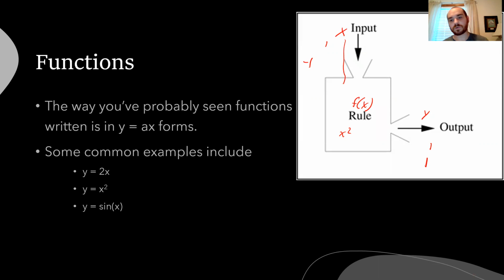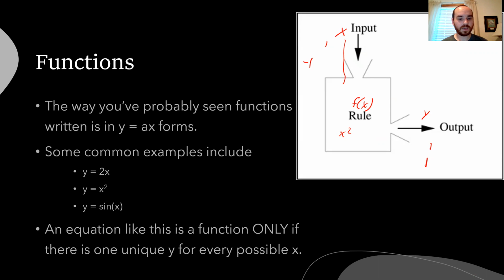You'll also notice or remember that you've used different variables in the past. You've probably done a equals b or y equals t squared, and then you used t instead. It doesn't really matter, but in general, we would like to keep it to the y and the x variables just to make things simpler. An equation like this is a function only if there is one unique y for every possible x.